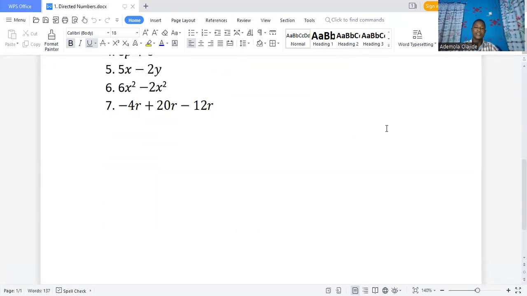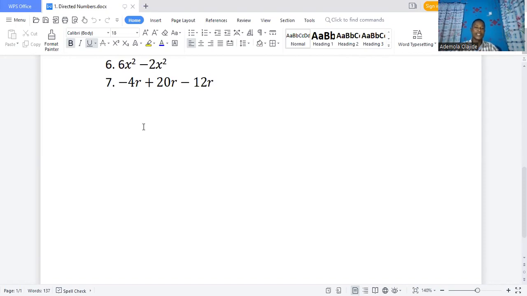I hope this is clear. So we can quickly take this as an exercise. Evaluate. Number 1, 3g minus 9g. Number 2, minus 4h minus 3h plus h. Plus h means plus 1h.